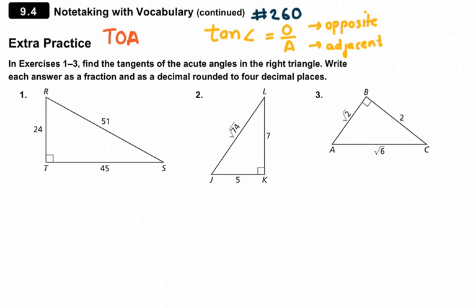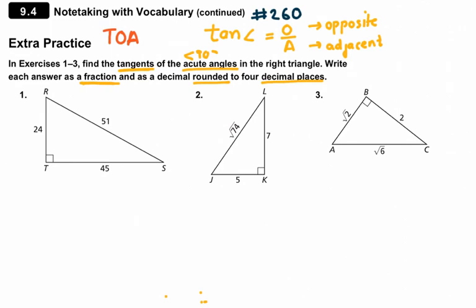So our very first questions, 1 to 3, say find the tangents of the acute angles. In the given right triangles, all the angles which are less than 90 degrees are called acute angles. Here, write each answer as a fraction. We have to give the answer in fraction form, and we have to round to the nearest decimal, 4 decimal places. So we have to give 2 formats of answers.